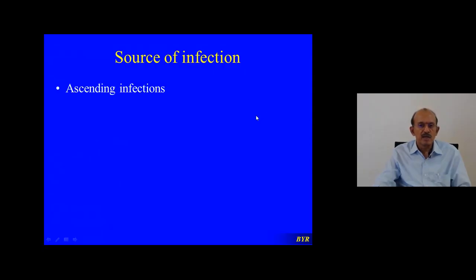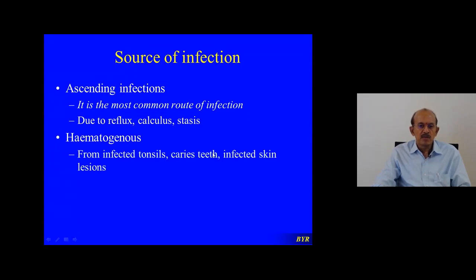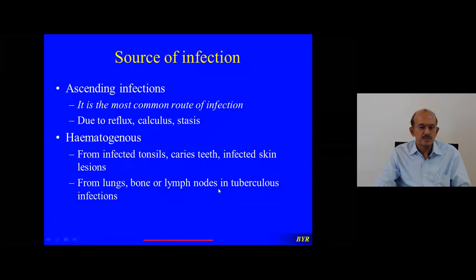The source of infection: ascending infections. It is the most common route of infection. That means the infection acquired through the urethra and prostate will ascend into the bladder, from there into the ureters, and from there into the kidneys. This occurs mainly because of reflux, calculus, and stasis. The other route of infection being hematogenous spread from the infected tonsils, caries tooth, infected skin lesions. Similarly from lungs, bone, or lymph nodes in tuberculosis infections.